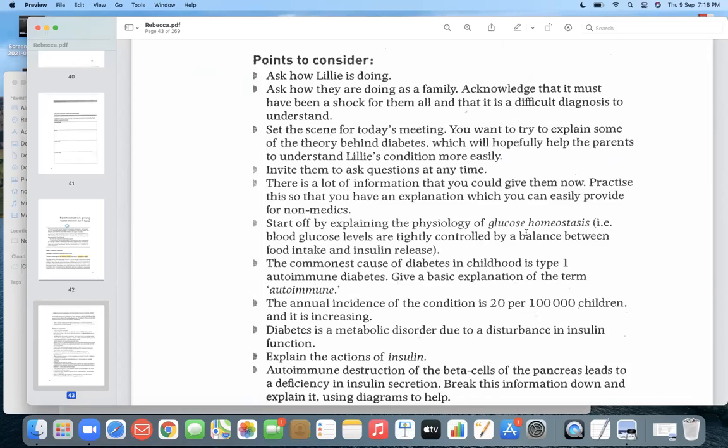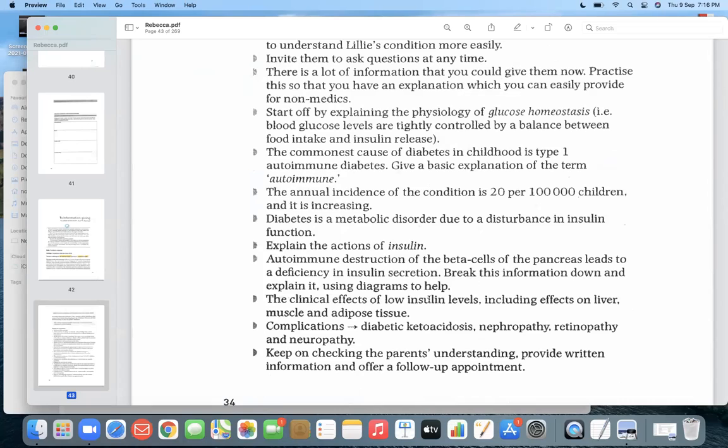Start off by explaining the physiology of glucose homeostasis, that is, blood glucose levels are tightly controlled by a balance between food intake and insulin release. The commonest cause of diabetes in childhood is type 1 autoimmune diabetes. Give a basic explanation of the term autoimmune. The annual incidence of the condition is 20 per 100,000 children, and it is increasing. Diabetes is a metabolic disorder due to disturbance of insulin function. Explain the actions of insulin. Autoimmune destruction of beta cells of the pancreas leads to deficiency of insulin secretion.